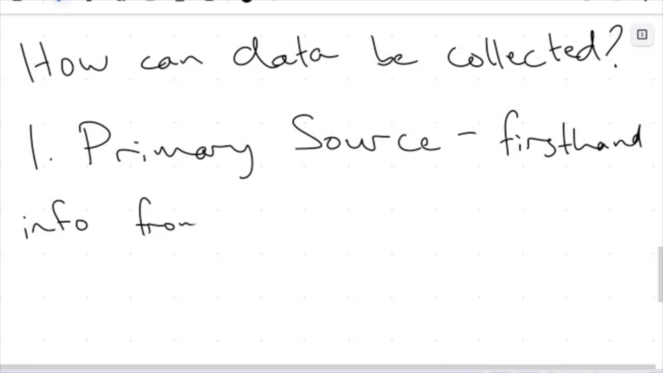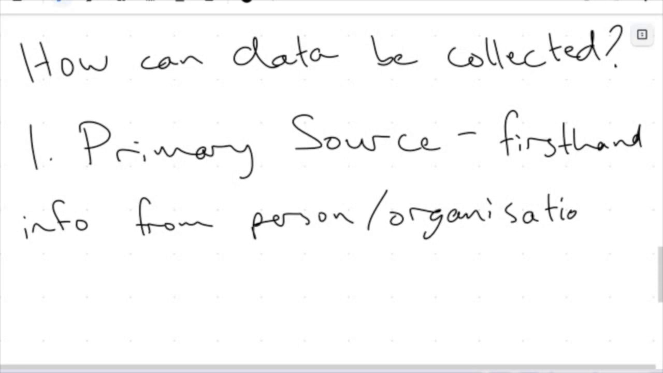So from the person or organization that needs the data. Think about these big nationwide surveys that the Bureau of Statistics runs. This is the organization that needs the data.